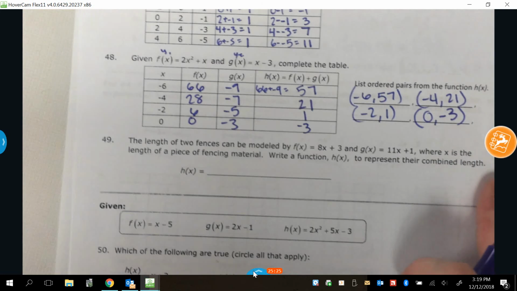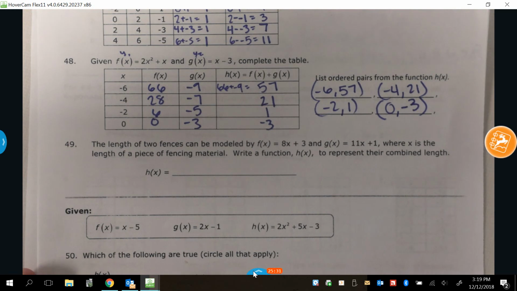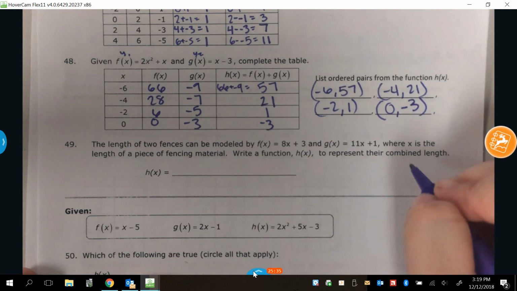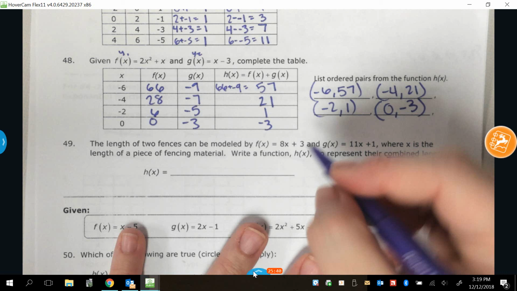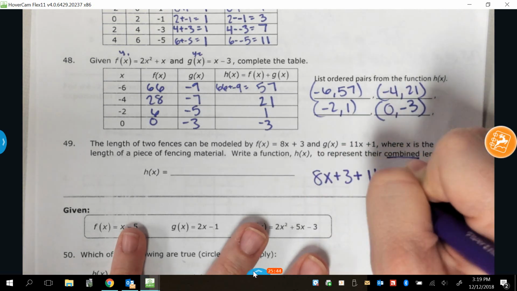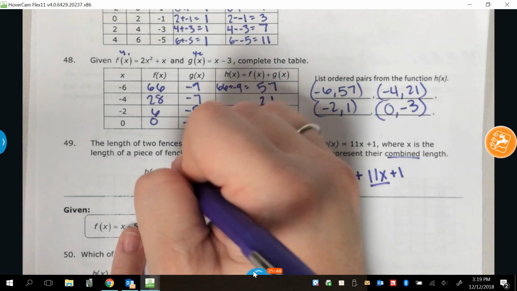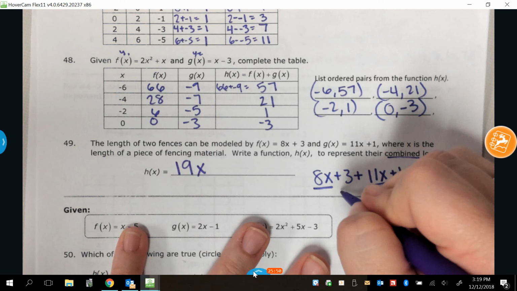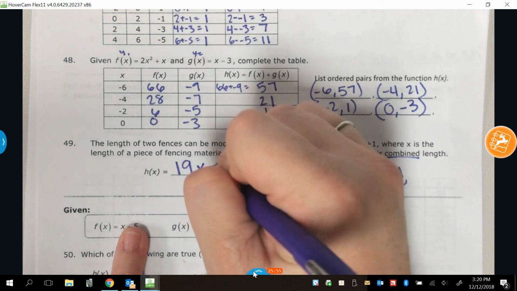And now it says the length of two fences can be modeled by f of x equals 8x plus 3 and g of x equals 11x plus 1, where x is the length of a piece of fencing material. Write a function to represent their combined length. If I'm combining something, I'm adding something. So we're going to have 8x plus 3 plus 11x plus 1. So we're going to add like terms. 8x and 11x is 19x. Positive 3 and positive 1 is positive 4.